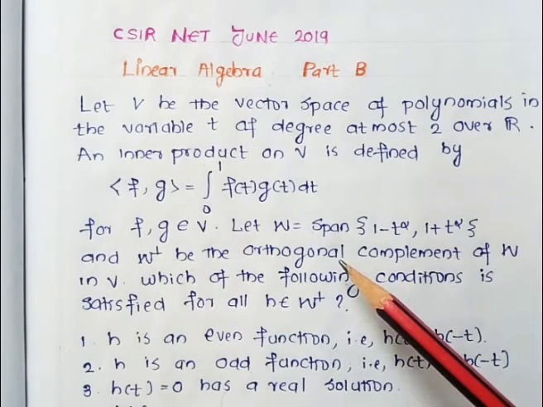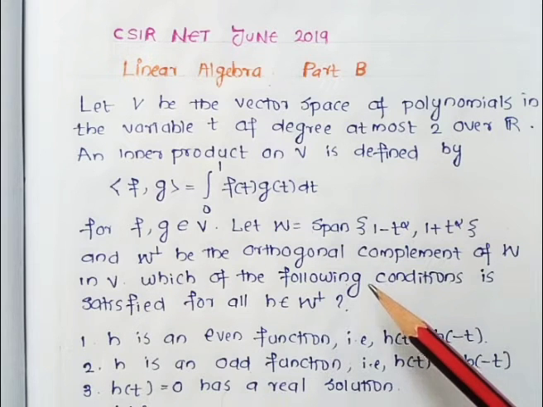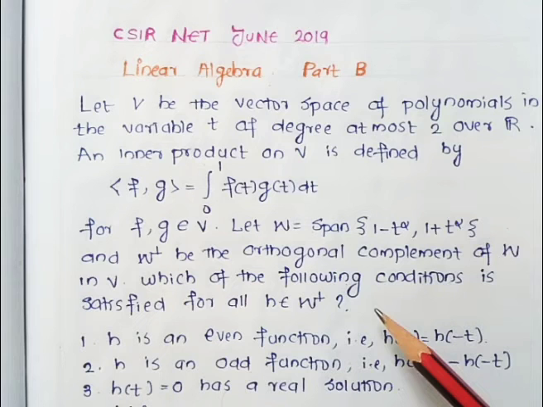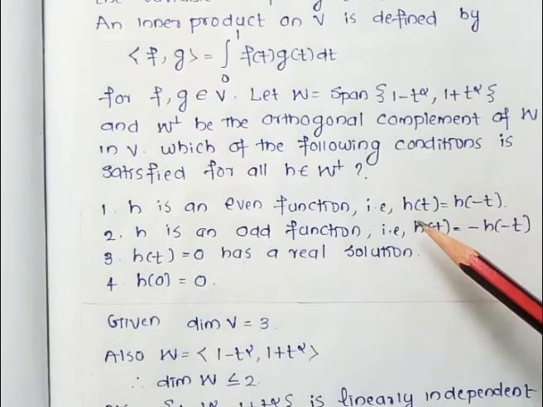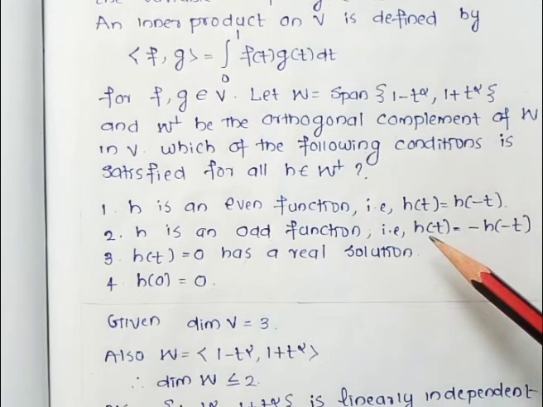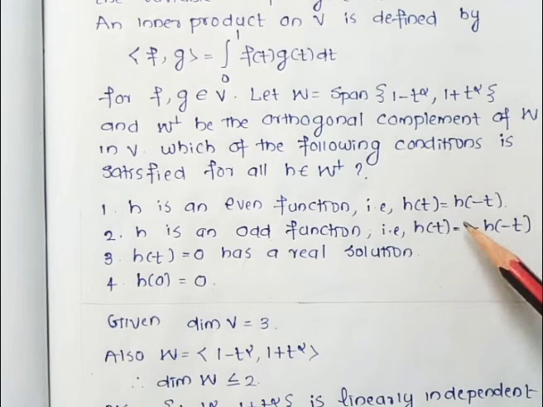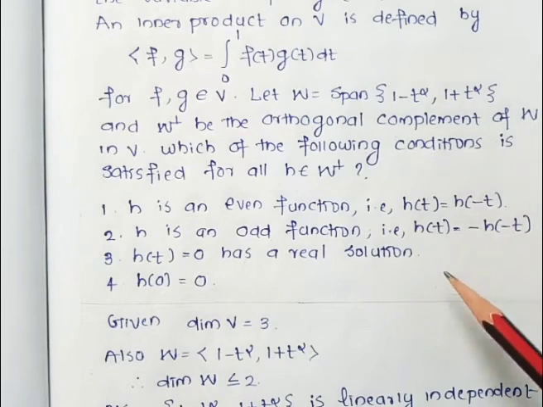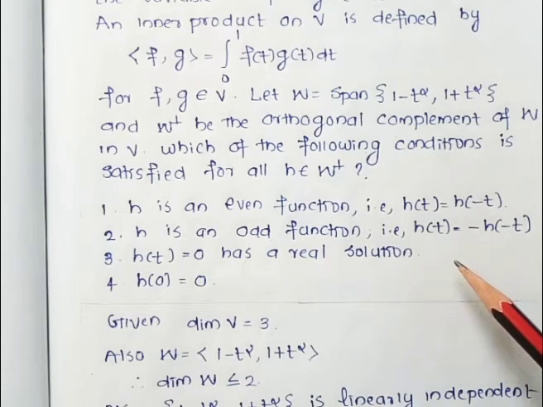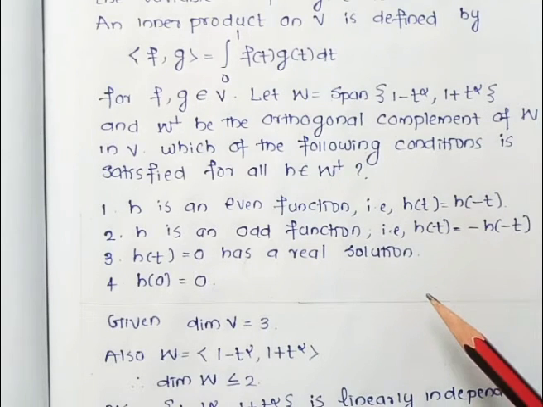Let W be equal to span of 1 minus t square comma 1 plus t square, and W perp be the orthogonal complement of W in V. Then which of the following conditions is satisfied for all H belongs to W perp? Option number 1 says that H is an even function, that is H of t is equal to H of minus t. Option number 2, H is an odd function, that is H of t is equal to minus H of minus t. Third option, H of t is equal to 0 has a real solution. And fourth option, H of 0 is equal to 0.